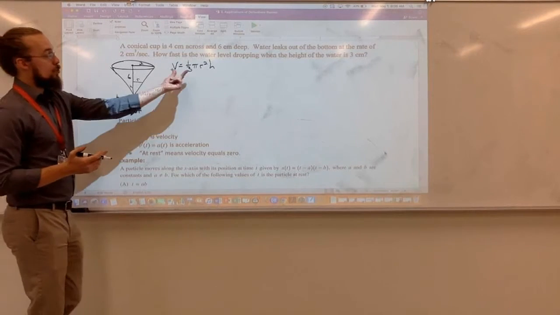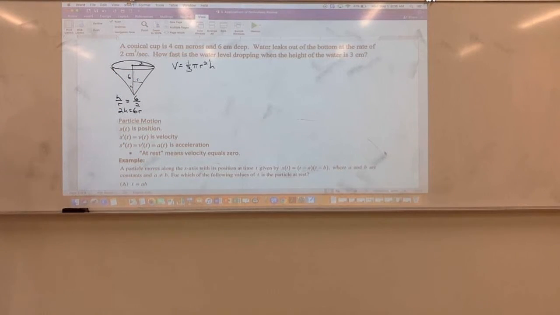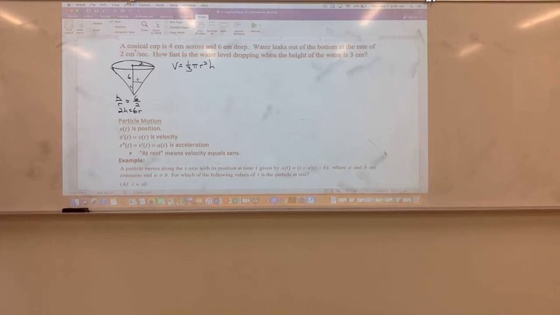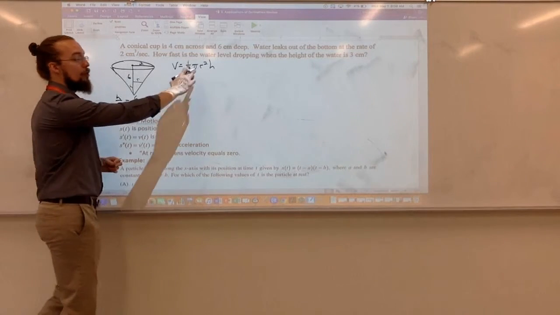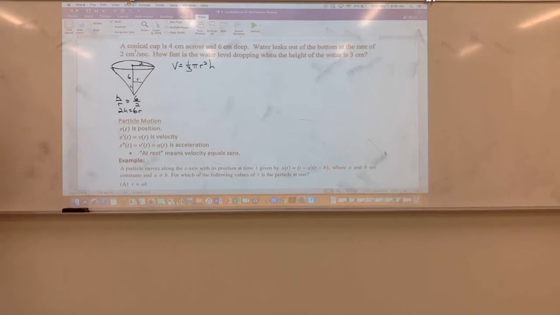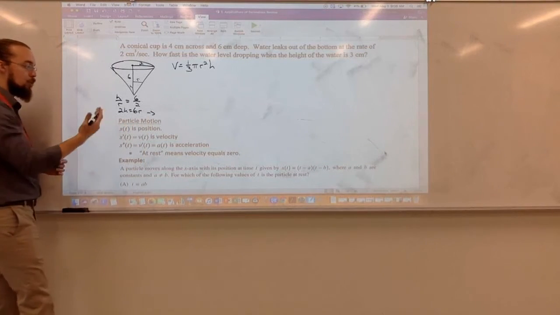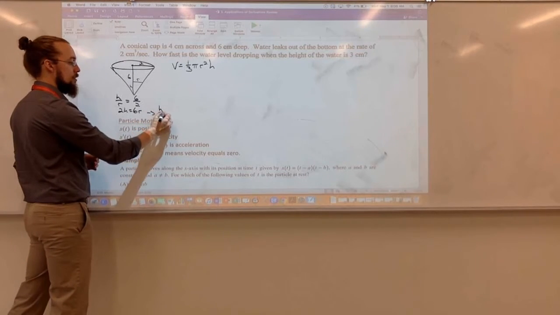So if I want to rewrite this in terms of H, which variable do I need to solve for here? R. I want to solve for R and then replace R in this equation. So if I divide by 6, I would get 2H over 6, or I could just reduce that to H over 3.